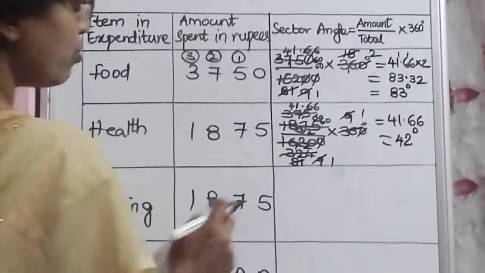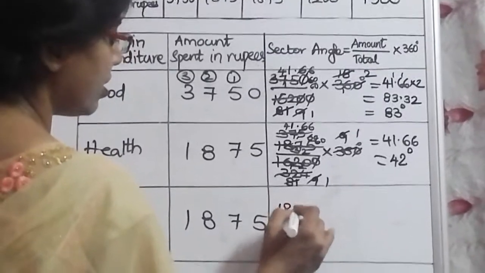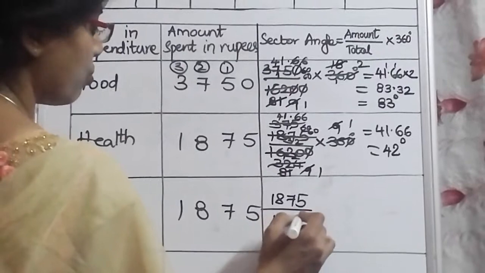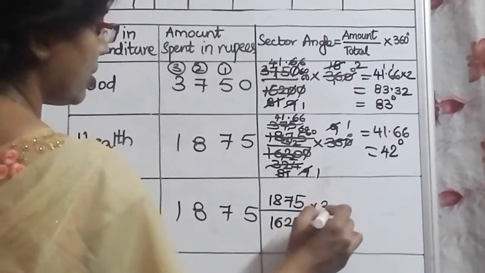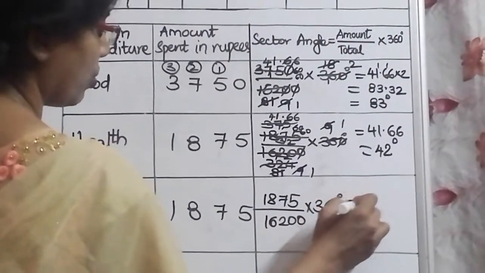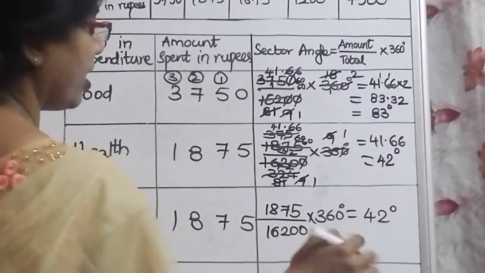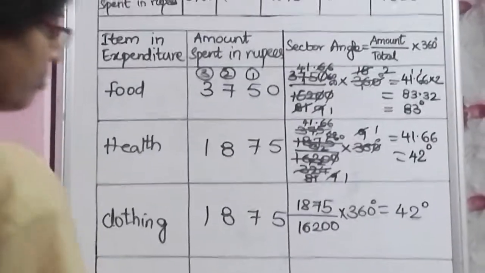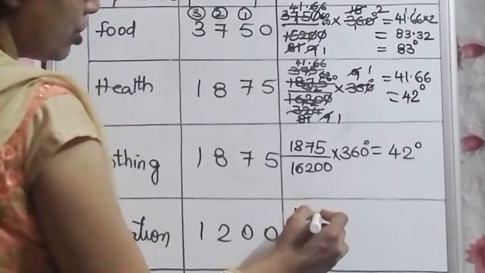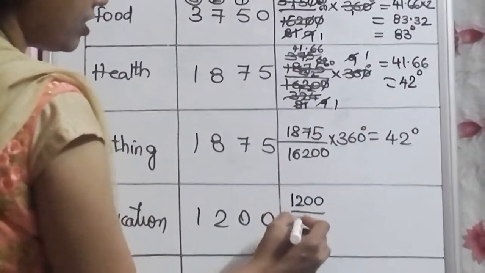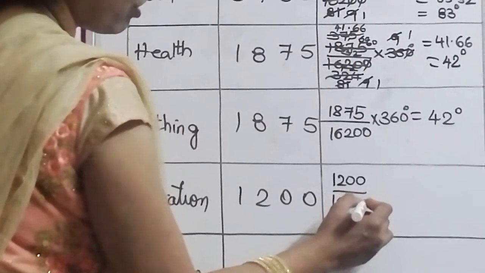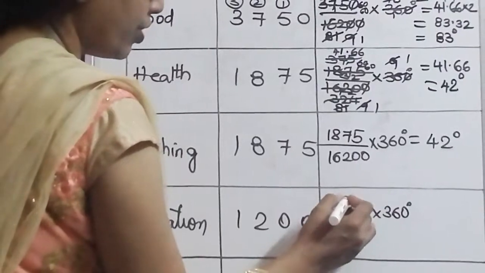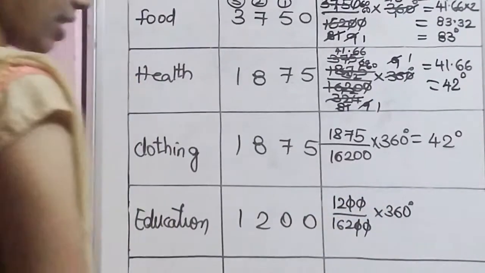These two values are the same. So let us write this. 1875 divided by 16,200 into 360 degrees is equal to 42 degrees. How did I get this? Here I have solved, so here I have written the answer directly. Let us write 1200 divided by 16,200 into 360 degrees. So here 2 zeros and 2 zeros get cancelled.